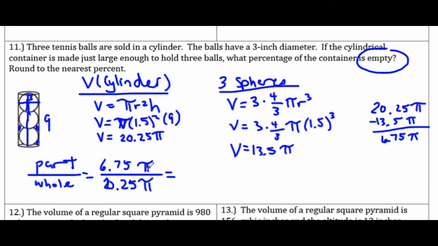Just like in the problem we did before, I'm going to cancel the pi's out and just type in 6.75 divided by 20.25. I get 0.3333, 0.3 repeating, right? To the nearest percent, it says. Okay, so move the decimal 2 to the right. It's going to round to 33%.